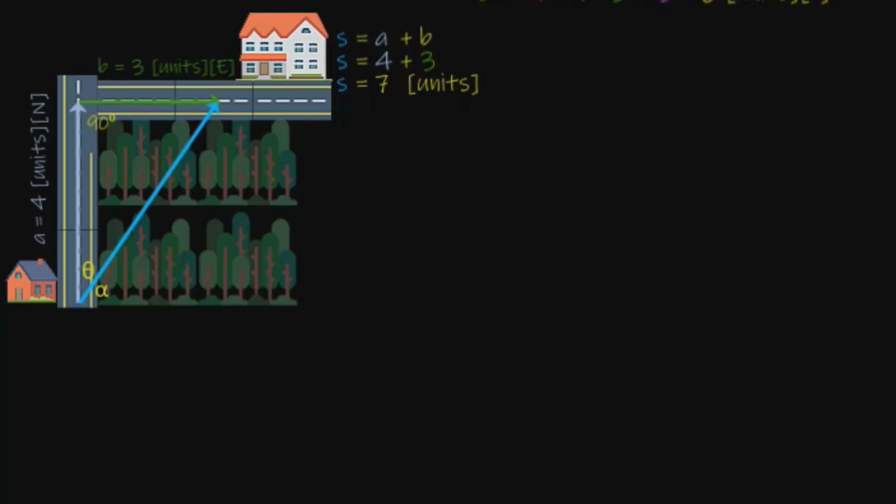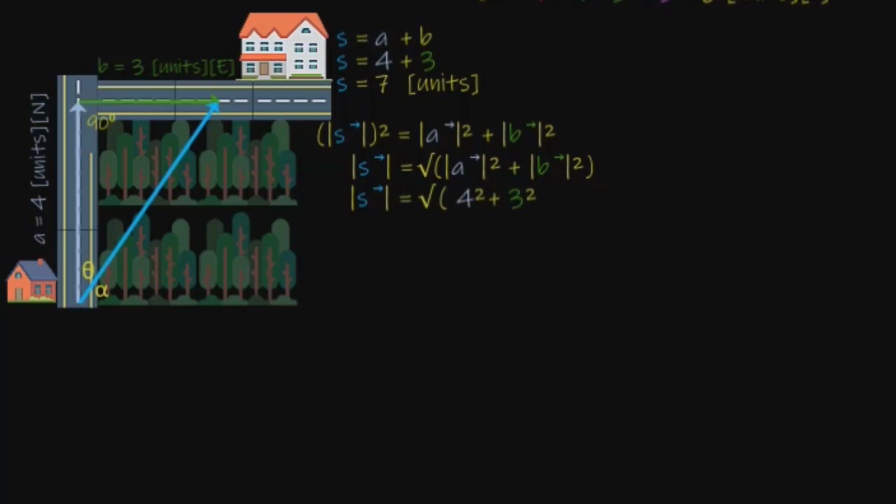We need to use the Pythagorean theorem to define the magnitude, which is S squared is equal to A squared plus B squared. The absolute values of vectors are their magnitudes basically. Take the root of both sides, put the values in, and 16 plus 9, root of 25, this is 5 units.